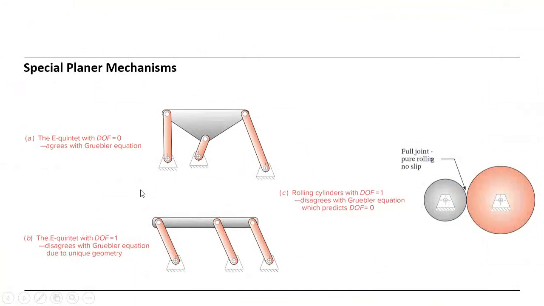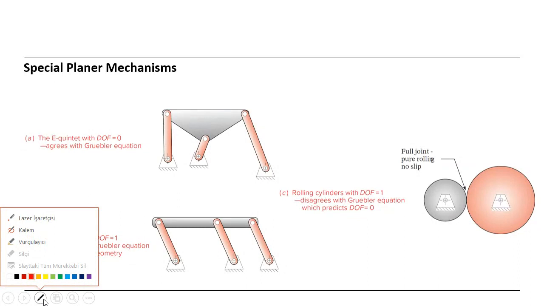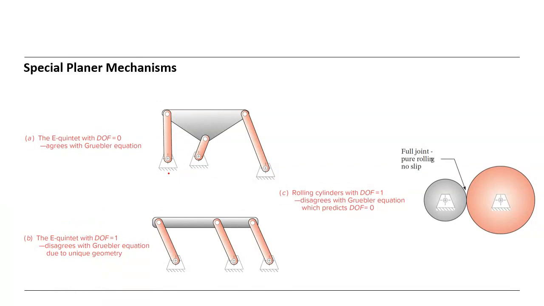So you see there's a mechanism here, and there are some special planar mechanisms. If we check the degree of freedom of this mechanism, this is link one, this is two, this is three, and this is four, and this is five. So there are five links: one, two, three, four, five.